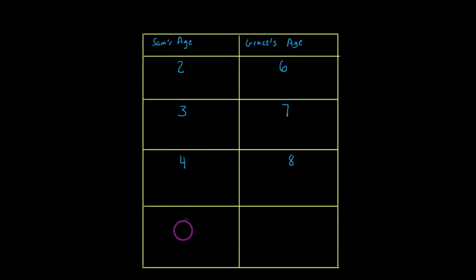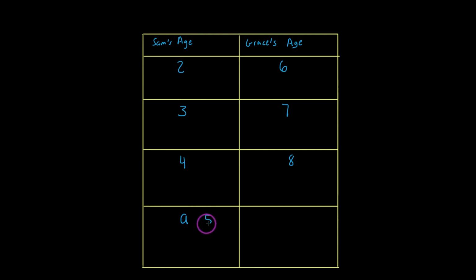But I'm going to plug a new value down in this empty cell for Sam's age. I want to know how old Grace will be when Sam is A years old. Now that sounds a little bit odd, but I'm using a variable in place of Sam's age. Logically, you might think, hey, since we've been moving up in increments of 1 year at a time, so from 2 to 3 to 4, the next value should be 5.